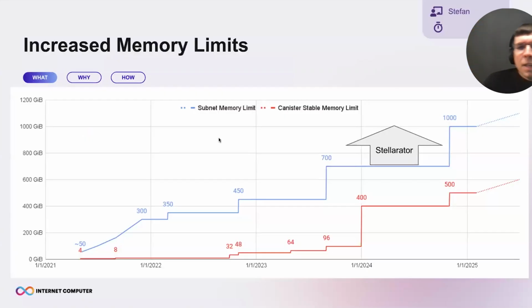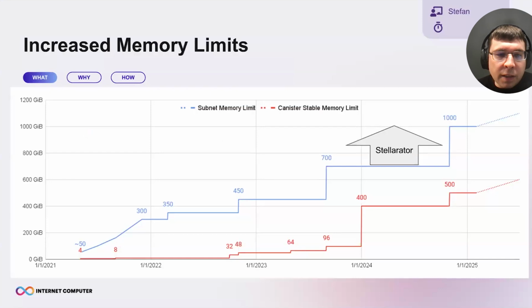Yep. So one part of the Stellarator milestone is that we increase the memory limits of an IC replica. Both the subnet memory limit, which is how much data a subnet can store as a whole, as well as the canister stable memory limit, which determines how much a single canister can store. And this picture gives a historical view of where these limits were.